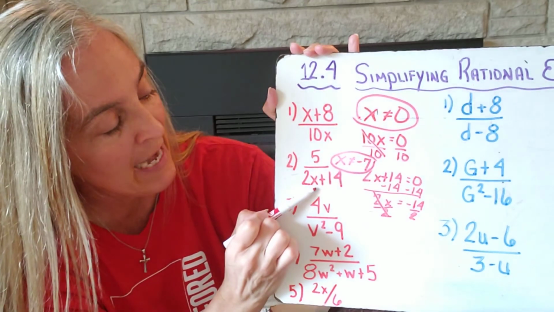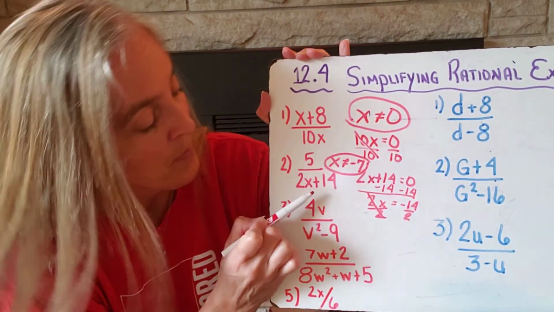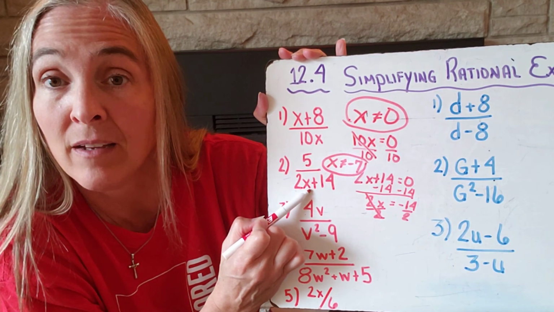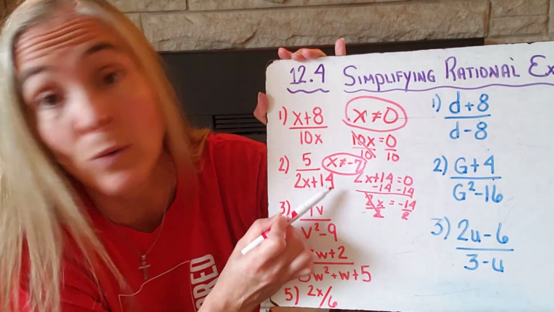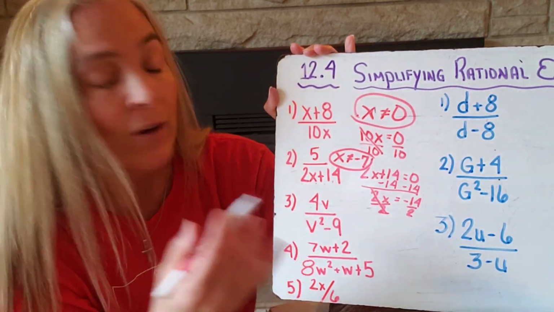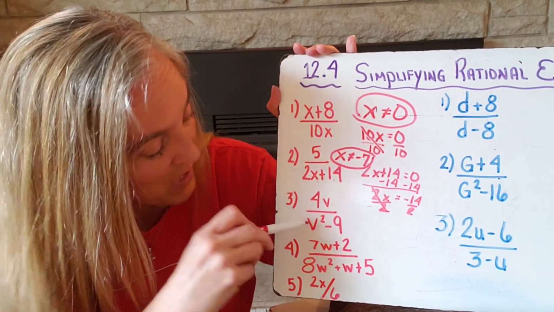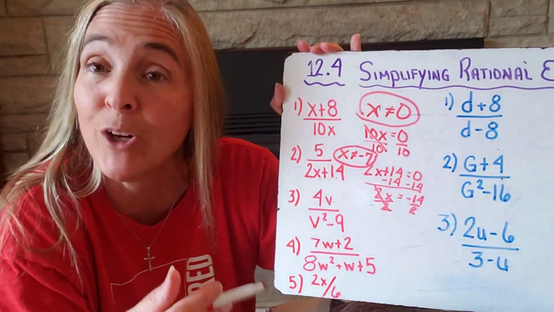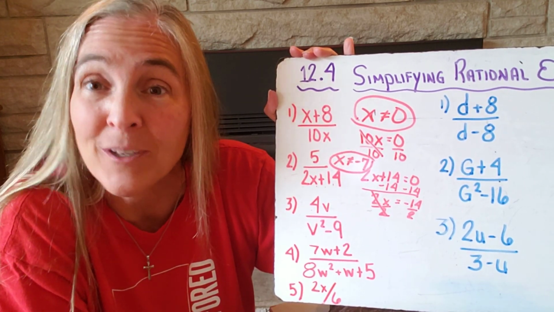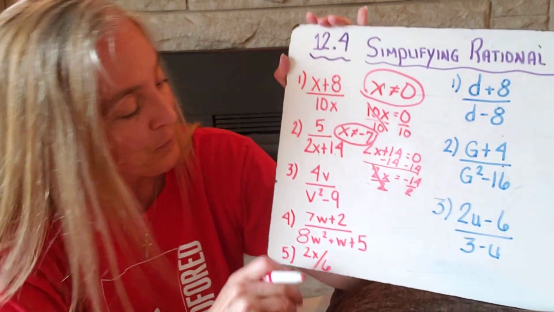Because if you put a -7 right here for your x value, 2 times -7 is -14, plus 14 is 0. You cannot have 0 in the denominator. So very straightforward way to find out what x, or in this case v, or in this case w, whatever, what your denominator cannot equal is simply to set your denominator equal to 0 and solve.